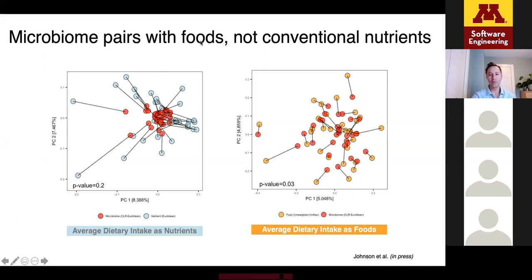So then we said, okay, let's forget that idea of doing the nutrients. Let's just look at the foods and say, do people who eat similar foods also have similar microbial environments or microbial ecosystems? And here, this was the only way we were able to get a significant overlap between diet and microbes across people.